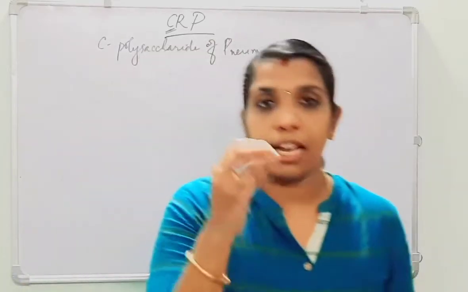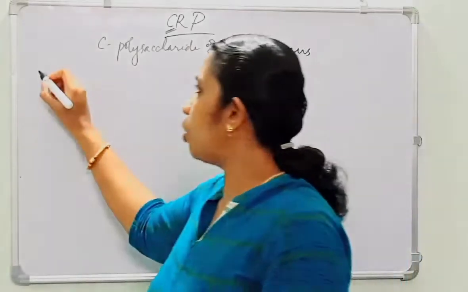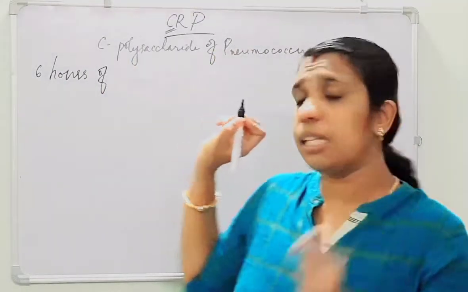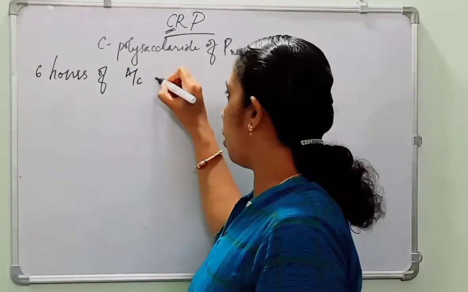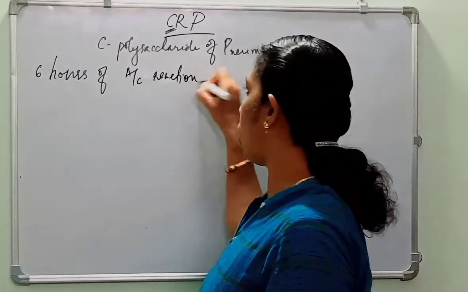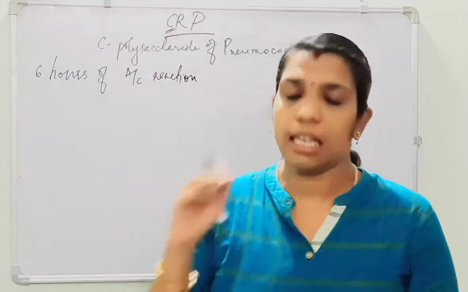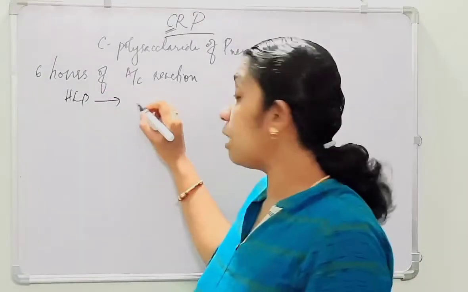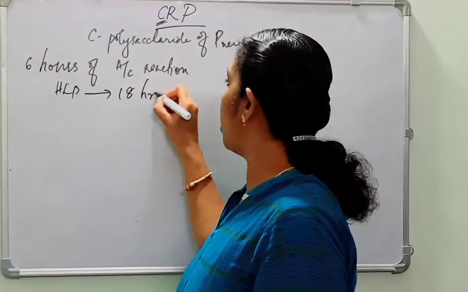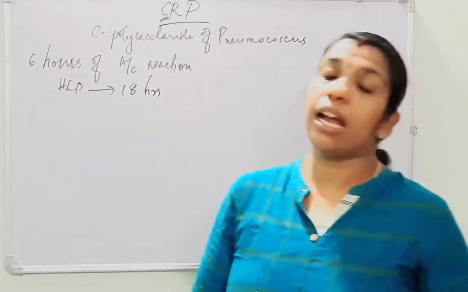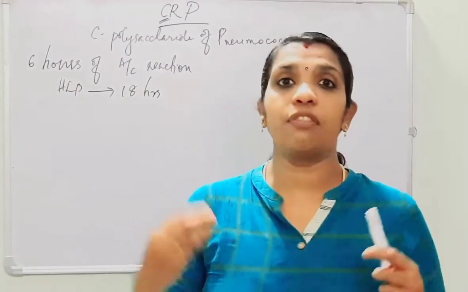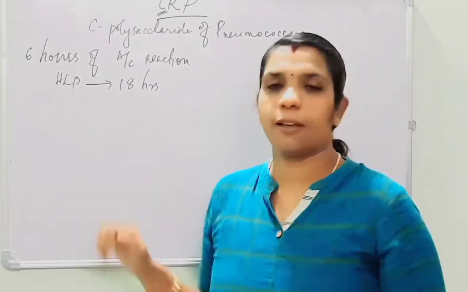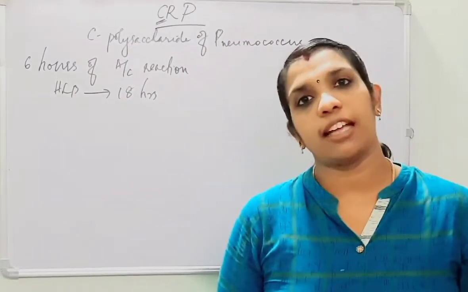So this C-reactive protein gets increased within 6 hours of an acute reaction, an acute process, and the half-life of C-reactive protein is 18 hours. And so once this inflammatory process has subsided, this C-reactive protein will start decreasing. You understand? This is the significance of C-reactive protein.